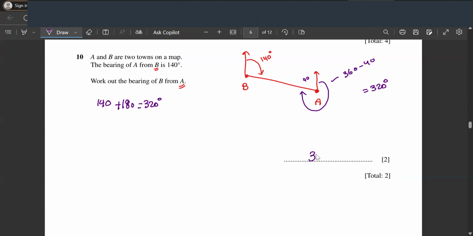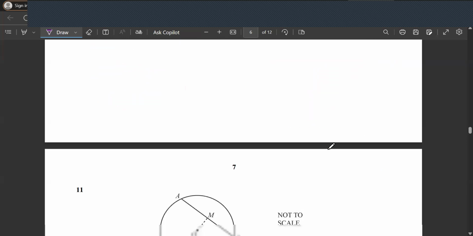Can I use it directly? Yes, you can. Why am I saying that? Because it is a simple question with 2 marks. 80% of you, if you make a mistake in the drawing, will confuse yourself and will not complete the question well. So it is easy: plus or minus 180 according to the number.